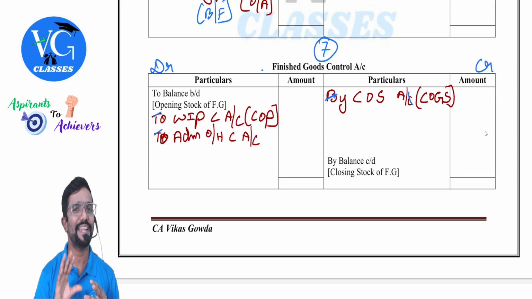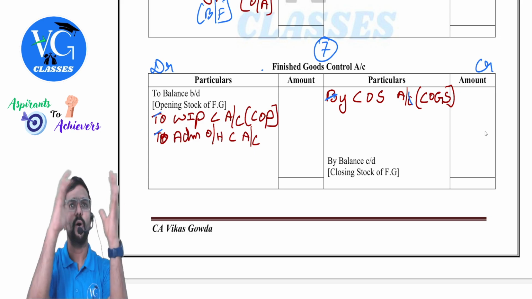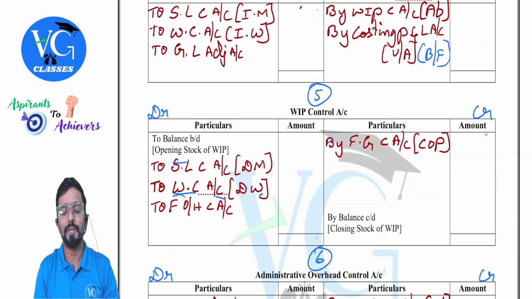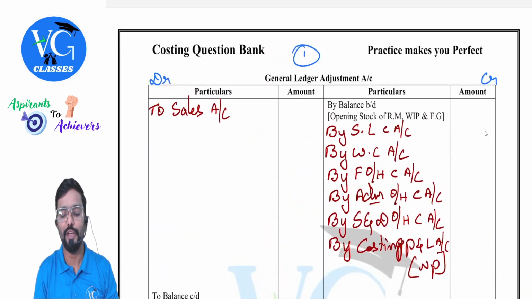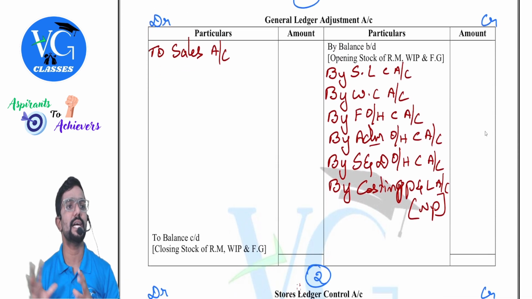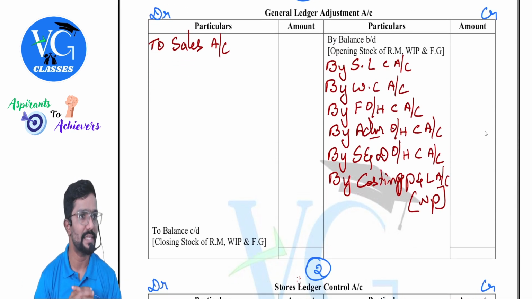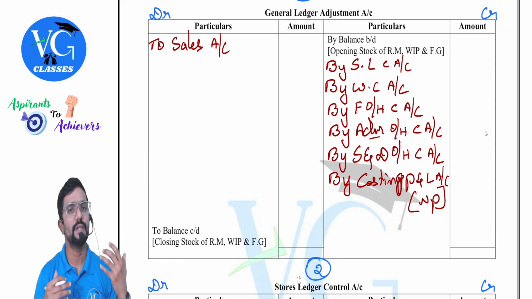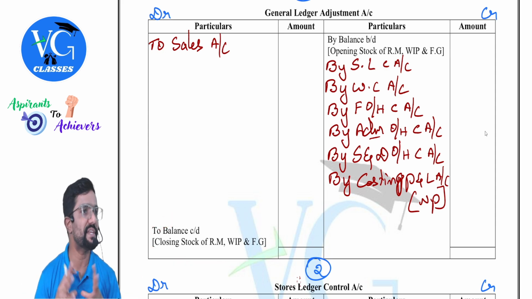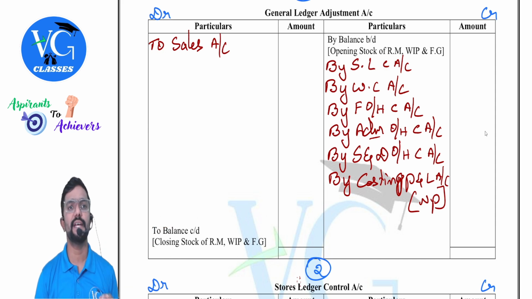Debit balance. But in order to complete the double entry system, all these opening balances I will show on the credit side of the General Ledger Adjustment account. And at the end, this account will also have a closing balance, which is nothing but the closing balances of various accounts. Then any expenses incurred will be recorded on the credit side here.